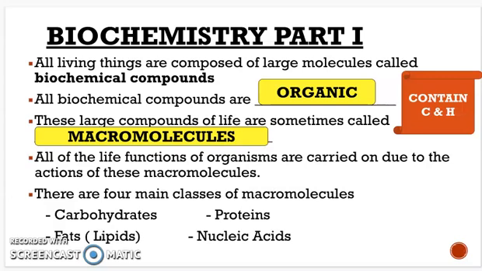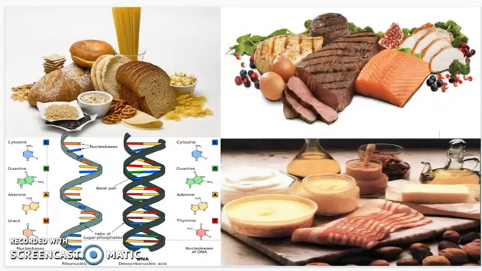So the four main classes we are going to go over in this class are carbohydrates, fats, which can also be called lipids, proteins, and nucleic acids.